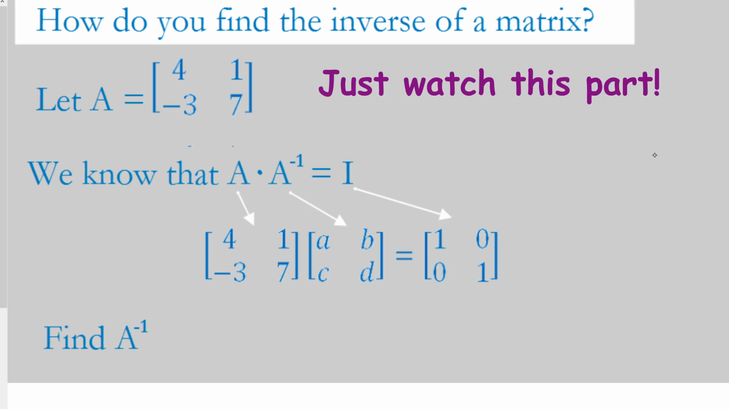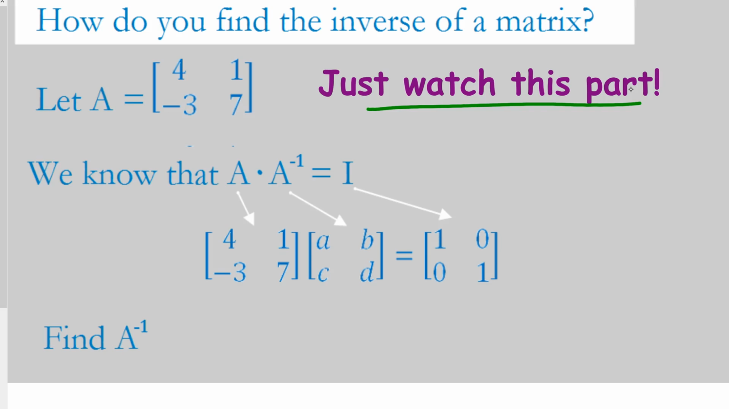Suppose we have matrix A, and you don't have to write this part down. You can just watch. We'll get to a formula, and you can write that part down. Suppose this is our matrix A. We know that if we were to multiply A by its inverse, we would get the identity.